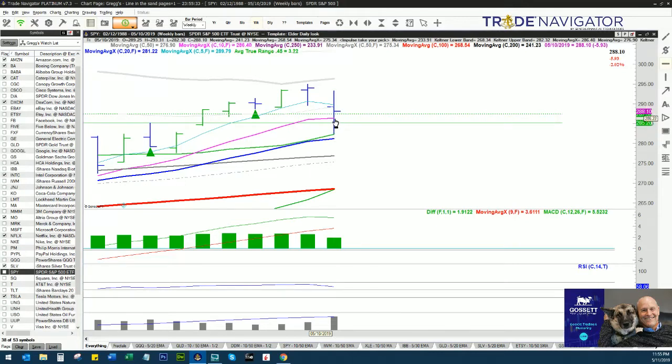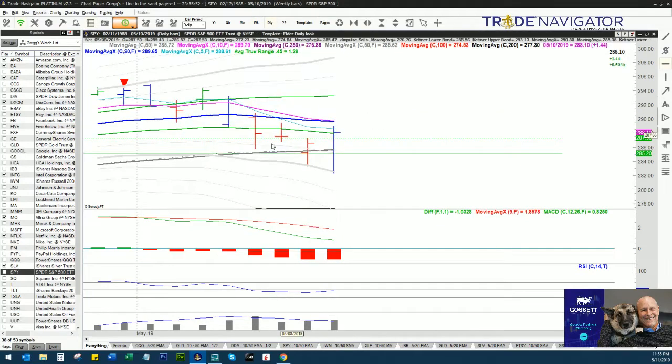But it also rejected the 10-week moving average. So would I take this trade just based upon that? If I was trading weekly bars, probably not. But again, the higher time frame does not have to be perfect, but it does have to be positive. The smaller time frame where you're actually trading should be perfect, really should be perfect.